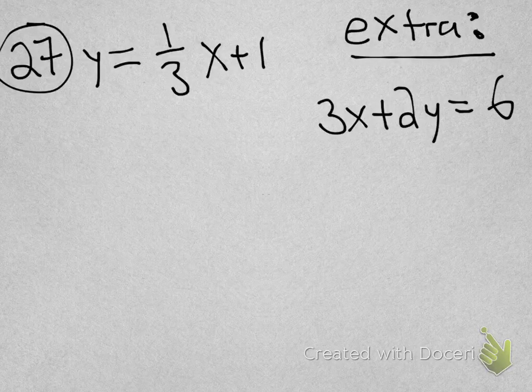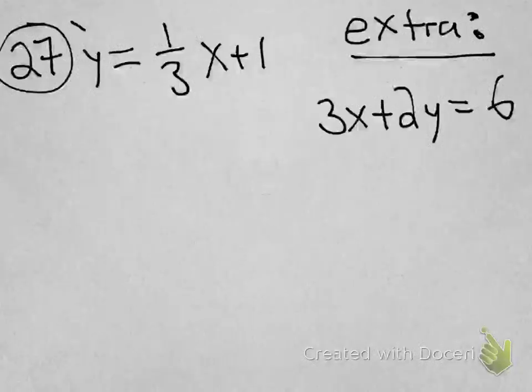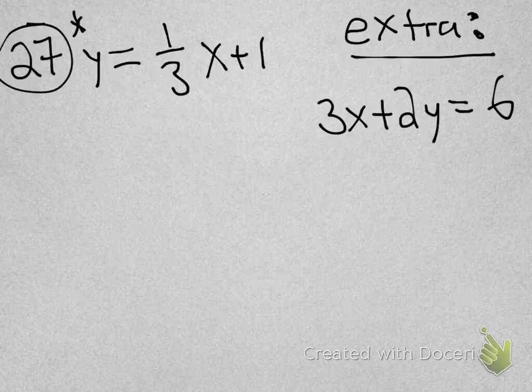All right, so the last video that we did was how to find slope given 2 points. Here we're going to look at how to find slope given an equation of a line. So number 27 is nice and easy. It's already set up in a standard form that we use a lot.